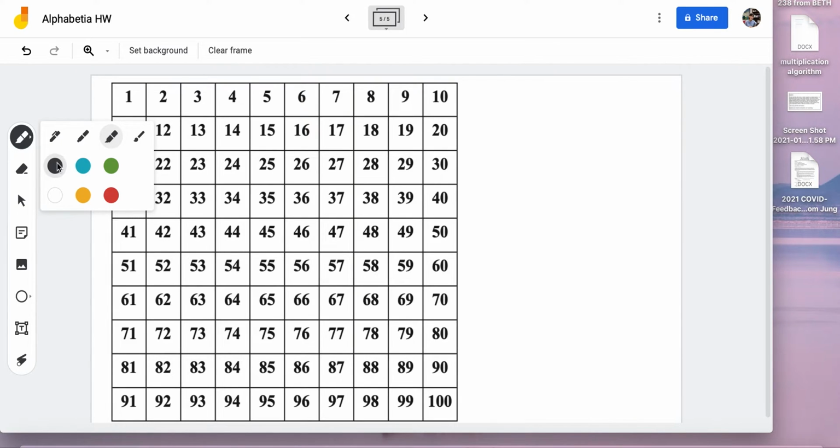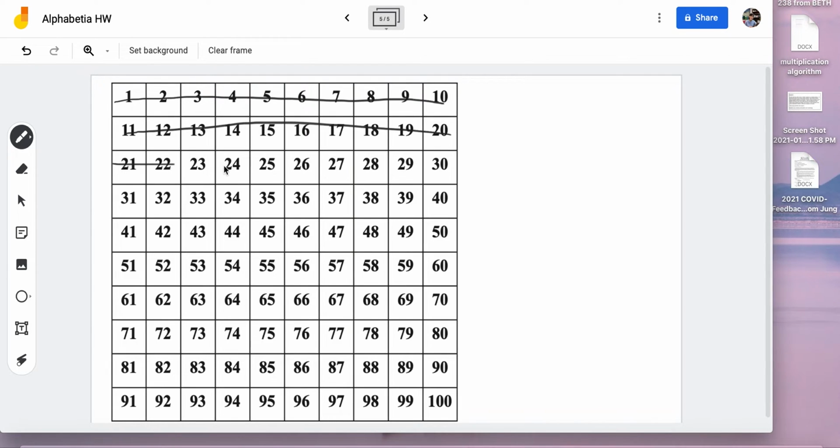The first clue, let me use this one. The first clue was this. The number is greater than 50. So you can cross out all the numbers that are less than or equal to 50, right? So these numbers are all out. We don't have to consider these numbers.